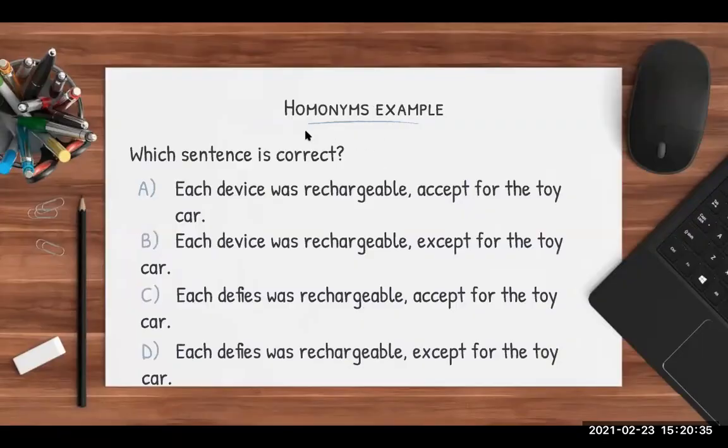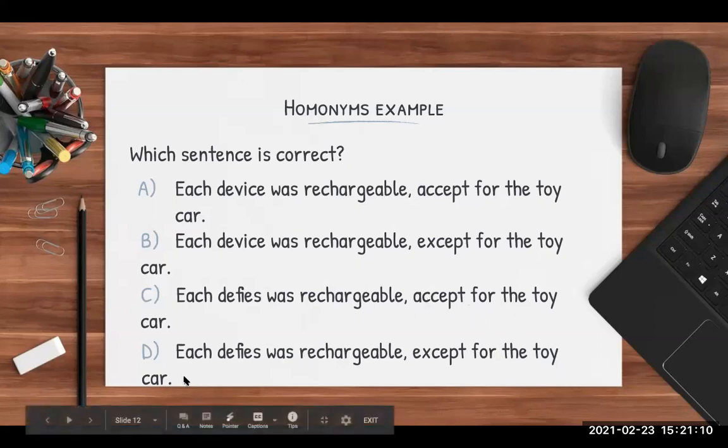So here we have an example of a question that involves homonyms, so words that sound the same but are spelled differently and mean different things. It's simply asking which sentence is correct. We've got A, "Each device was rechargeable except for the toy car." B, "Each device was rechargeable except for the toy car," and we've got a different "except" here. C, "Each device was rechargeable except for the toy car," with "accept" with an A. And D, "Each device was rechargeable except with an E for the toy car."